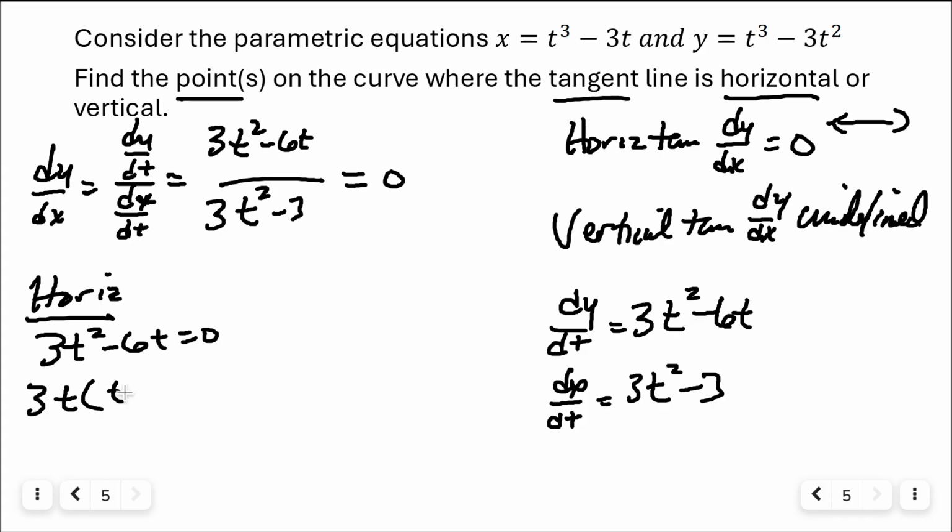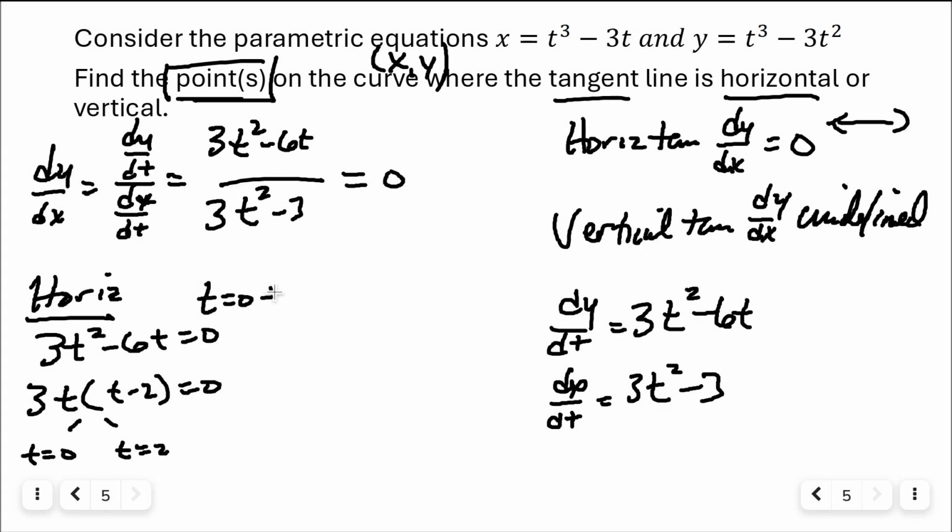Let's factor out a 3t. And we'll set both factors equal to 0. We get t equals 0 and t equals 2. Okay, great. But I don't want to know what t is equal to. I want the point or points on the curve. Well, the points on the curve have coordinates x and y. So I have to take t equals 0 and substitute it back into my x and y. If t equals 0, I get the xy point. Well, 0 goes in here, x comes out to be 0, and then y would also come out to be 0.